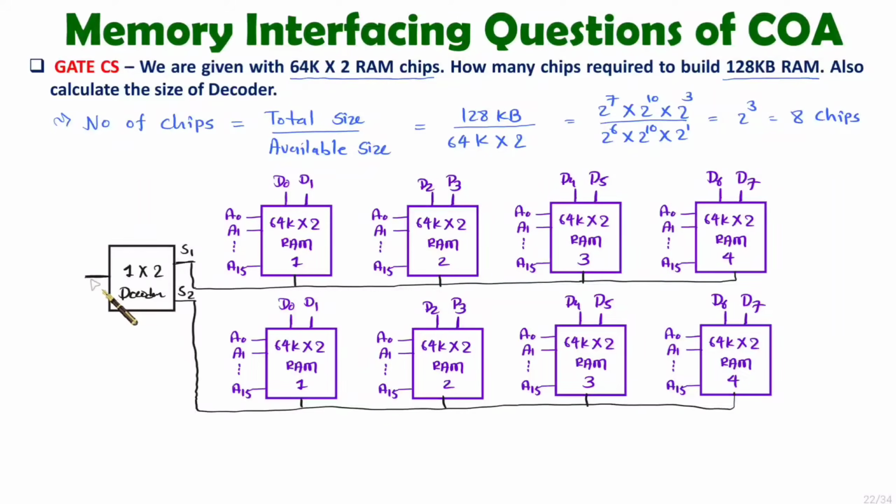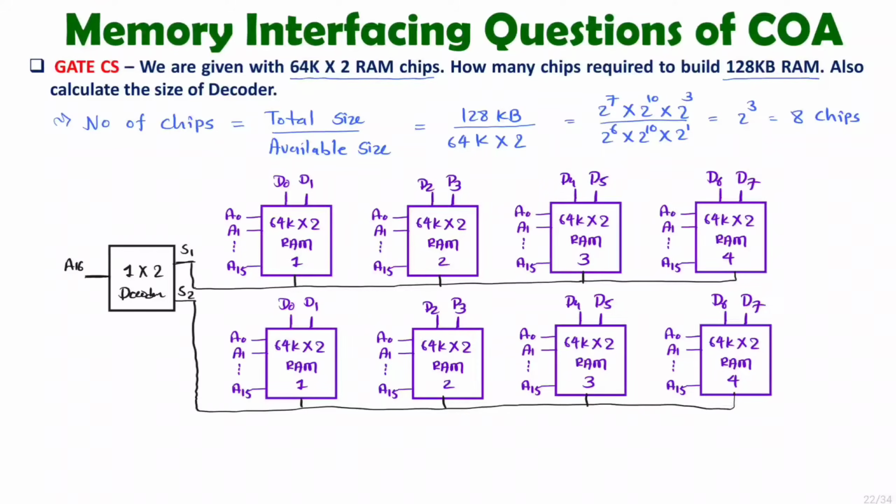And this line should be an address line only. You see 128 KB is the size which is required. So how many address lines should be there? 128 means 2 to the power 7, K means 2 to the power 10. So in total 2 to the power 17 means 17 address lines will be there. So A0 to A15 means 16 address lines that we have used with all the chips, and A16 we will be using for the decoder. So the size of the decoder over here will be 1 cross 2 only.